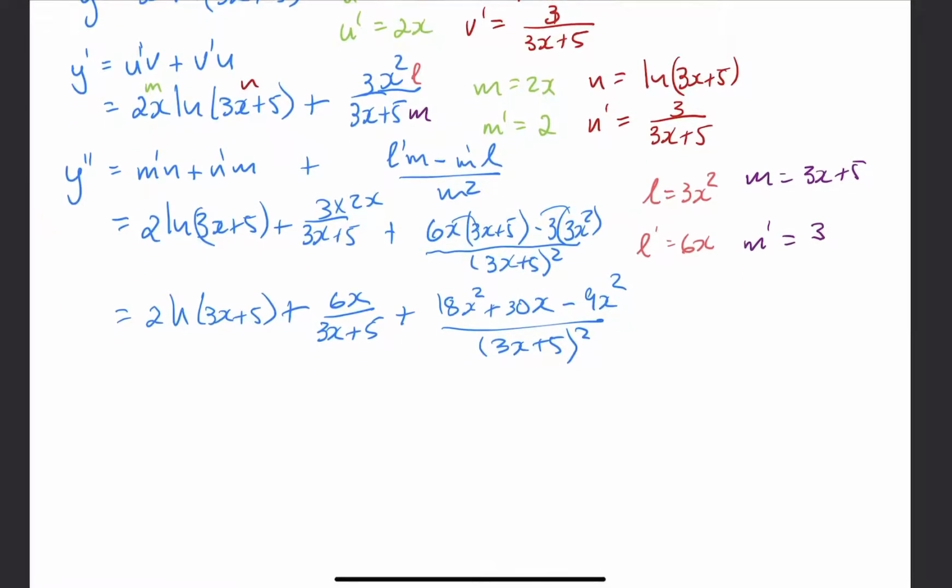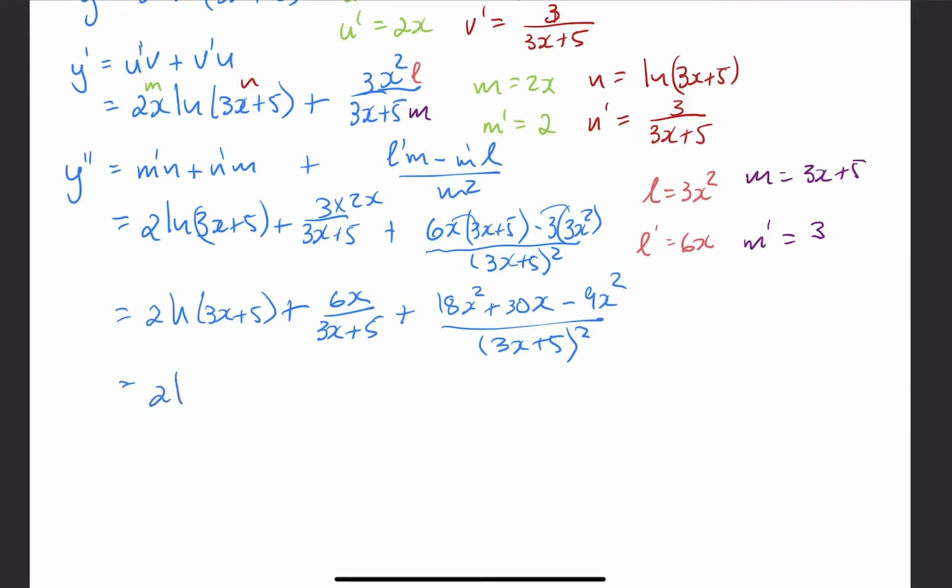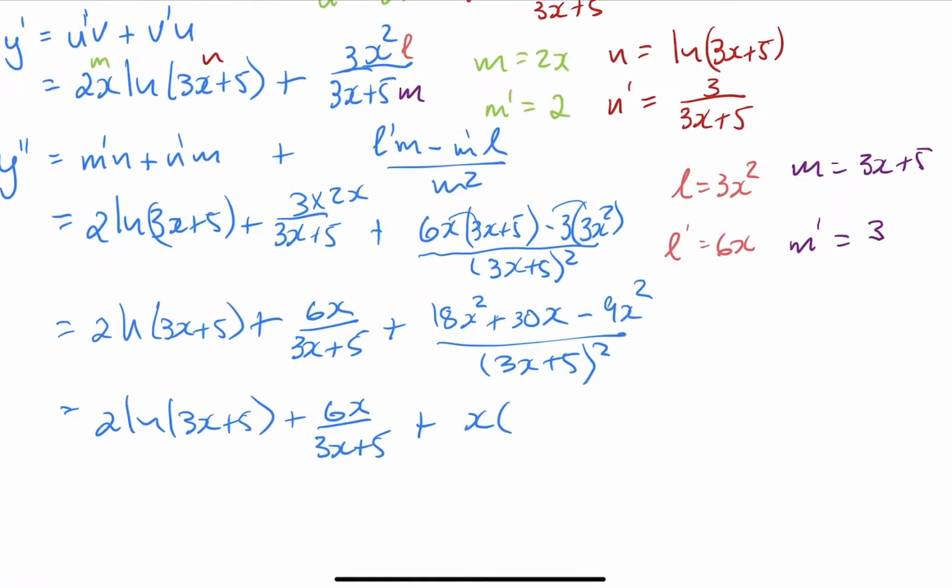I'm just going to simplify lastly and say that is 2 ln(3x plus 5) plus 6x over 3x plus 5, plus 18x squared take away 9x squared, which is 9x squared, plus 30x. I'm going to take out a common factor.